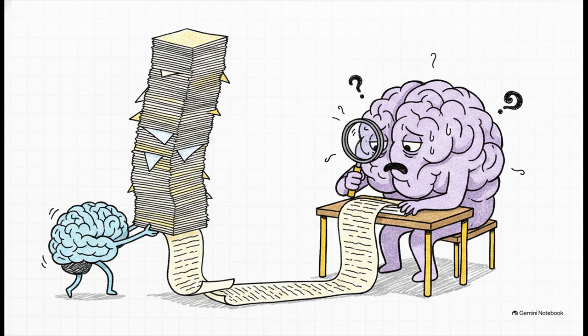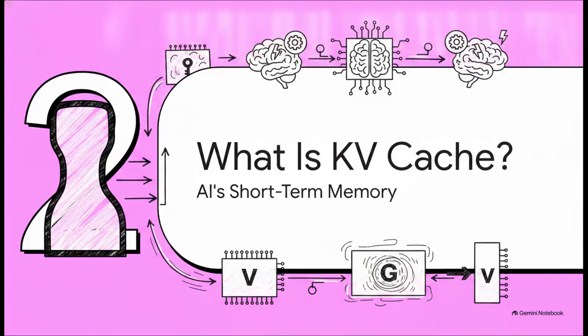Right now, that handoff is incredibly inefficient. The big model literally has to reread your entire accumulated conversation from scratch just to catch up. So what's causing that massive delay? Well, that brings us to Section 2. What exactly is KV cache?